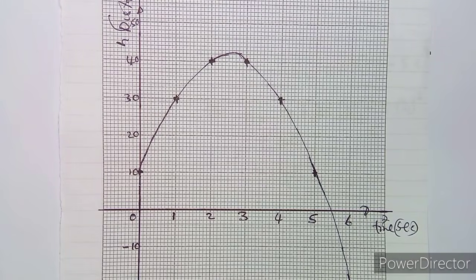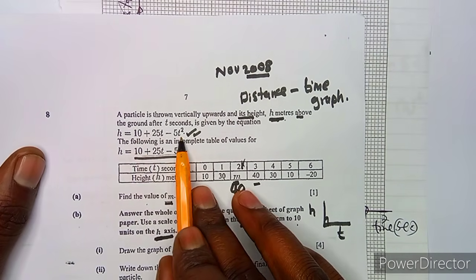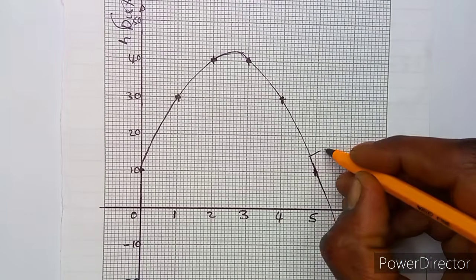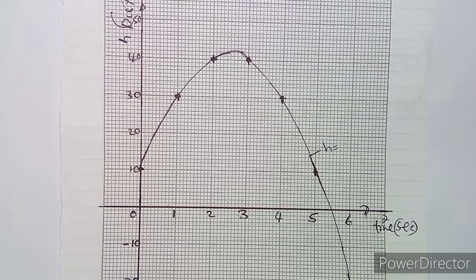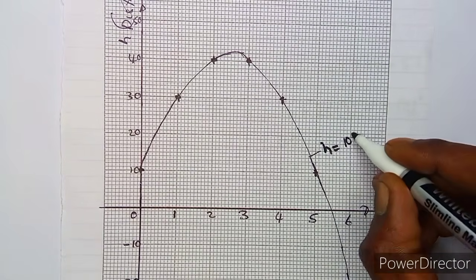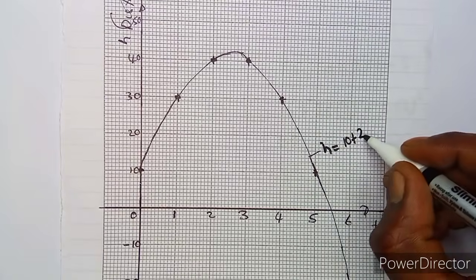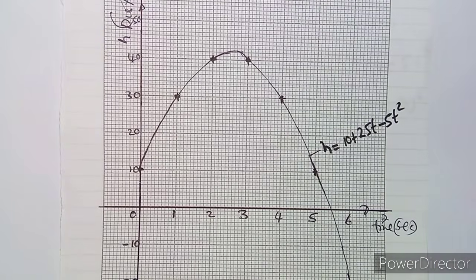And also after drawing that curve, don't forget to write also the name of the graph. So the name of the graph is this. So you write h is equivalent to the equation that you are given. So we are given that h is equal to 10 plus 25t minus 5t squared. This is the equation that you are given.